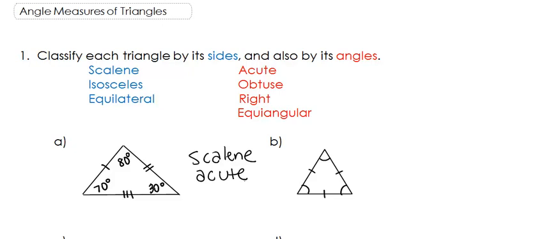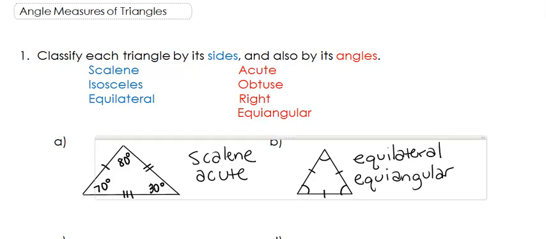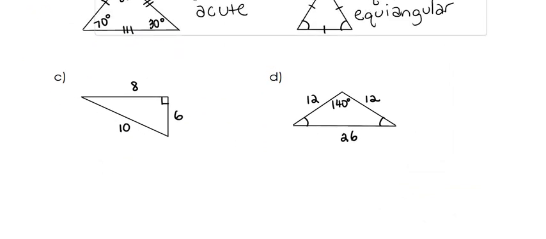The second triangle, all the sides are marked the same, so it's equilateral. Also, all the angles are the same, so it's equiangular. Equilateral and equiangular always go together. Check out the next examples.